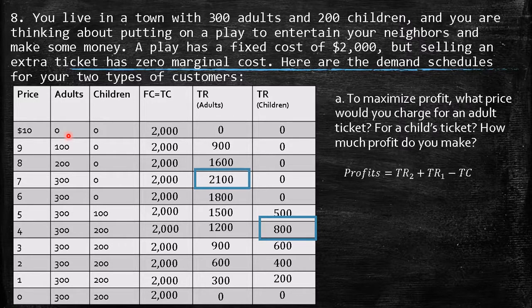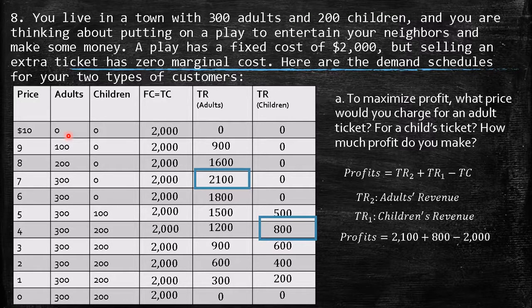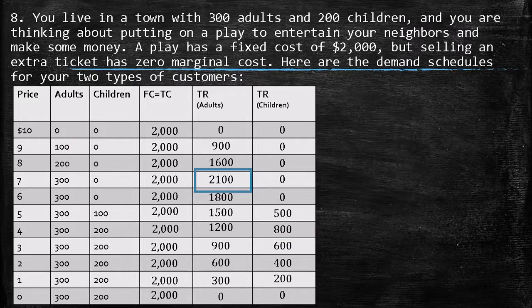For the children, it should be 800 total revenue, associated with a price of 4, and 200 children consume that play. Then the profit is equal to total revenue for adults plus total revenue for children, minus the total cost. So we have 2,100 plus 800 minus 2,000. So the profit for that company is $900.